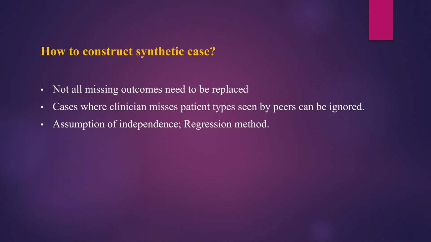Excluding a portion of the data that is not matched might result in loss of detail and accuracy in benchmarking results. Therefore, it is absolutely necessary to construct synthetic cases to replace missing patient outcomes. Not all the missing outcomes need to be replaced. Cases where the clinician misses patient types seen by the peers can be ignored as they do not affect the outcome. Synthetic cases can be constructed by many methods, for example, assumption of independence, regression method, etc. Now we'll go into the question.